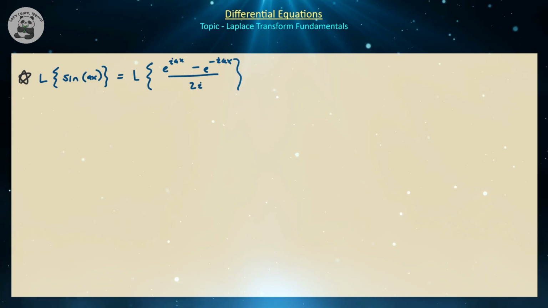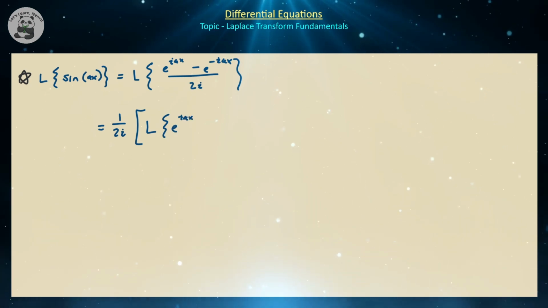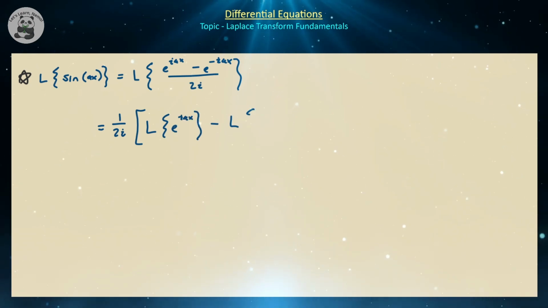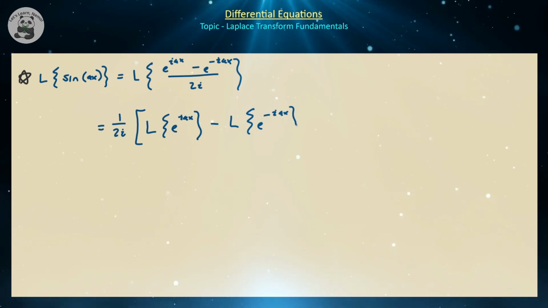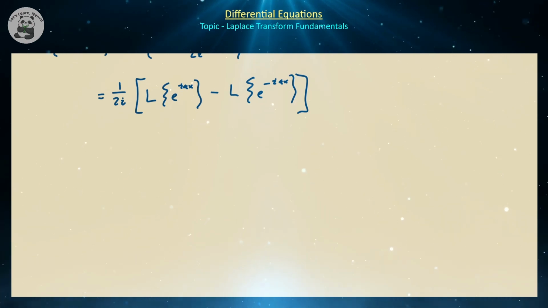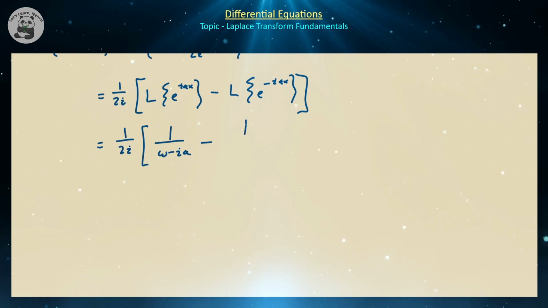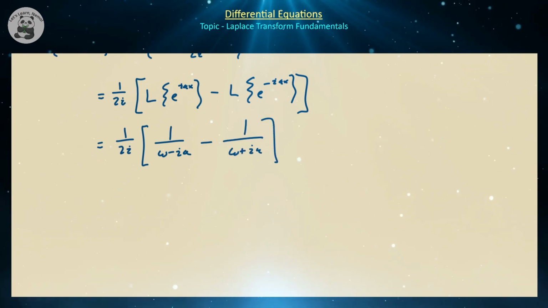2i is just a number, and you can prove that the Laplace transform is a linear operator, so constants can factor out. So we're going to have 1 over 2i times the Laplace transform of e to the iax, and then minus the Laplace transform of e to the minus iax. We've already proven that the Laplace transform of e to the alpha x is 1 over omega minus alpha. So this is just going to be equal to 1 over 2i times 1 over omega minus ia, minus 1 over omega plus ia.